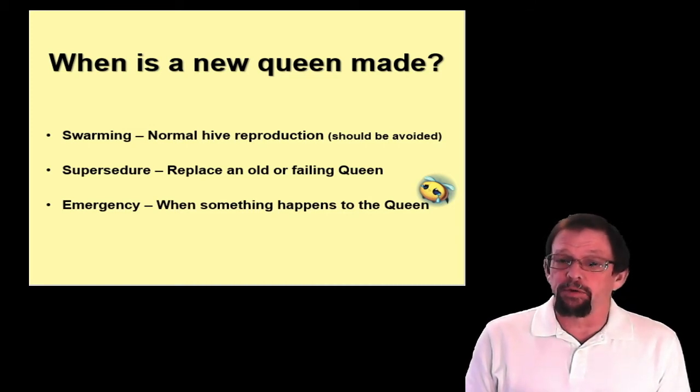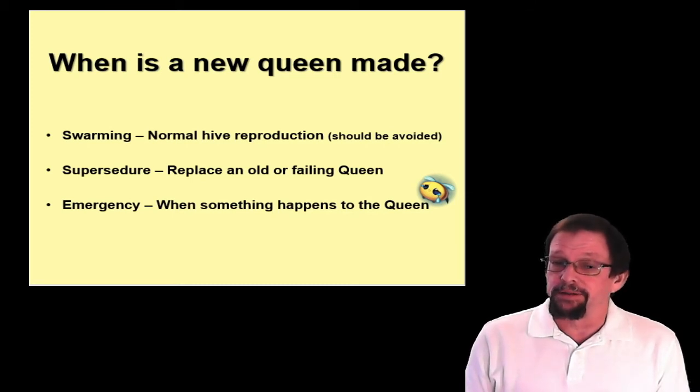Another reason for a new queen to be made is a supersedure, and this is when the queen's pheromones start to fail. The workers can identify this and they make a replacement queen. And then last but not least is an emergency. And this is when something happens to the queen, and pretty much that's the beekeeper that does this one.